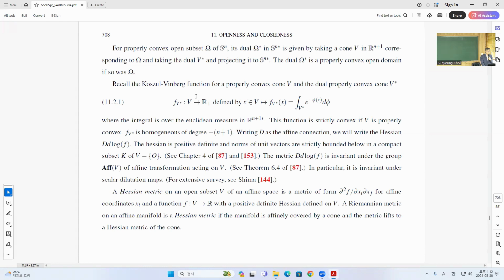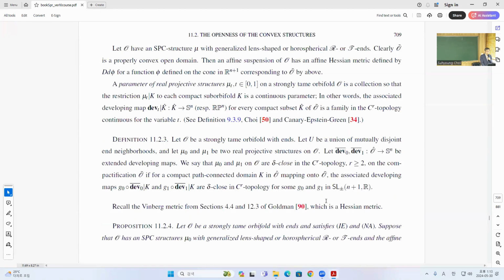basically the Koszul-Vinberg function we recall is just, if you have a proper convex cone, so let's say C is the cone here, and then you take the integral of C star of these e to the minus x. So given x in the cone, you can define these functions, and this is a homogeneous function of degree minus n minus 1. So this will be the metrics. So these are the Hessian metrics here.